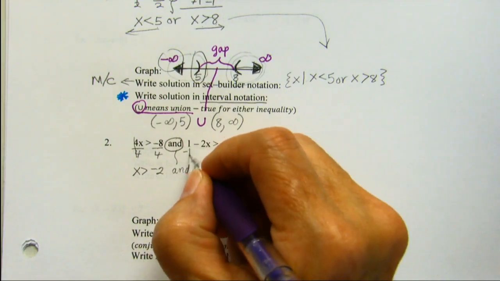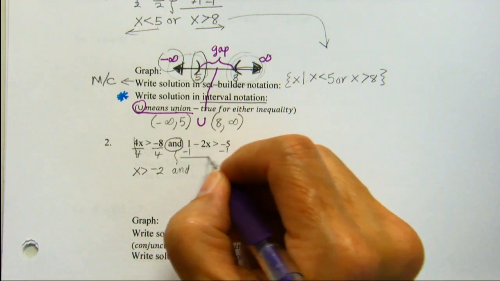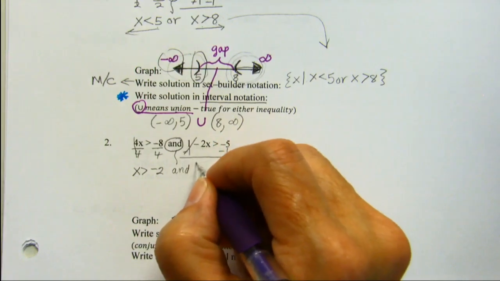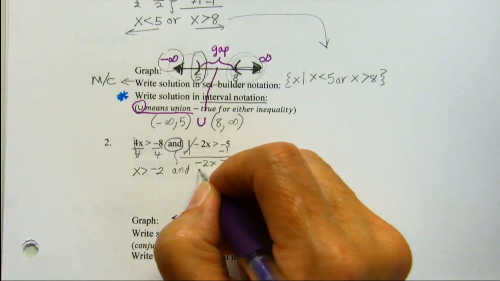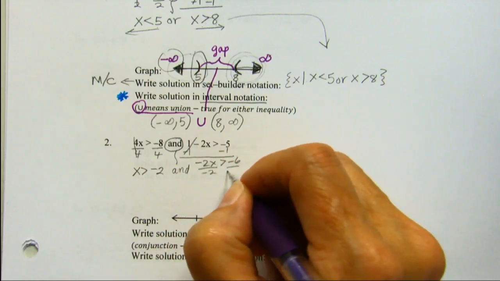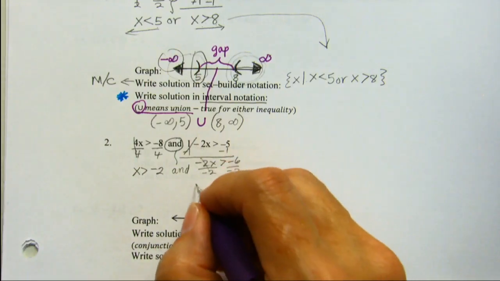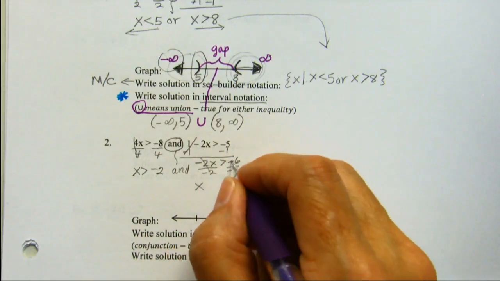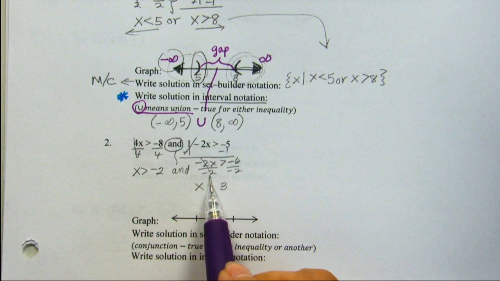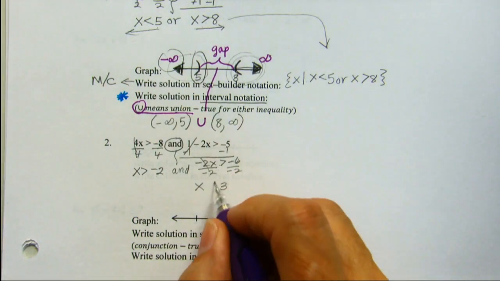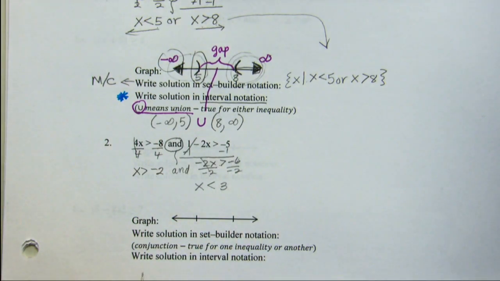Okay, and then my and. I'm going to subtract 1 from both sides. Negative 2x is greater than negative 6. Divide by negative 2, and I get x, and negative 6 divided by negative 2 is 3. But I did divide by a negative, so I need to flip my inequality.